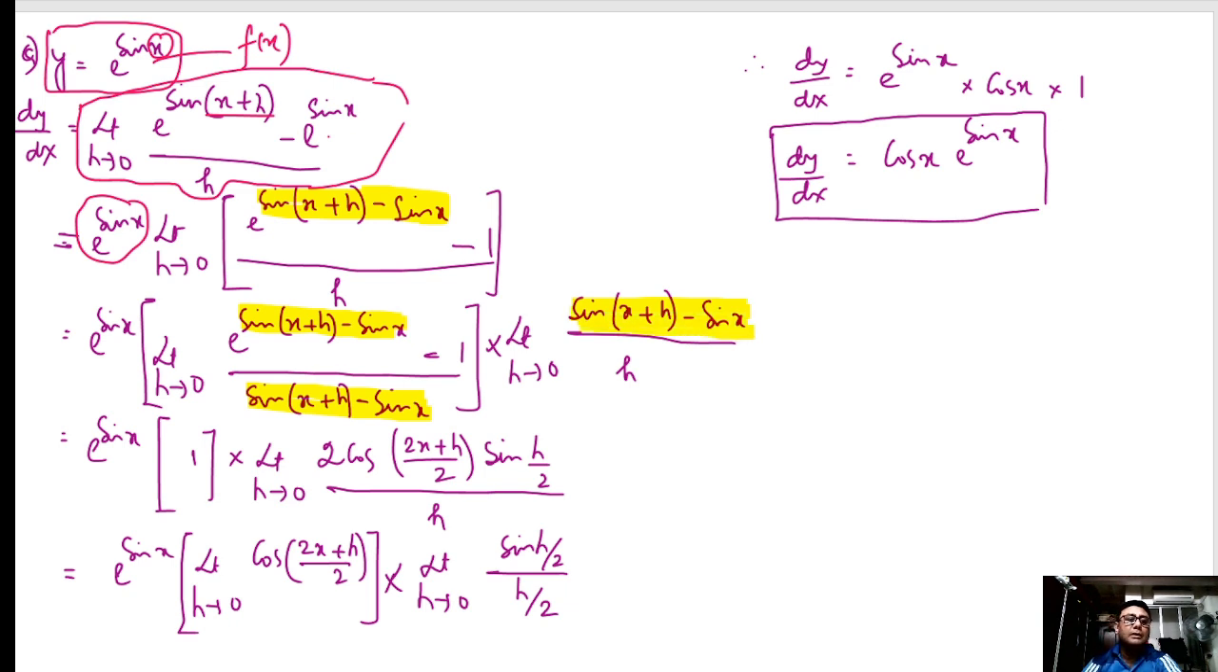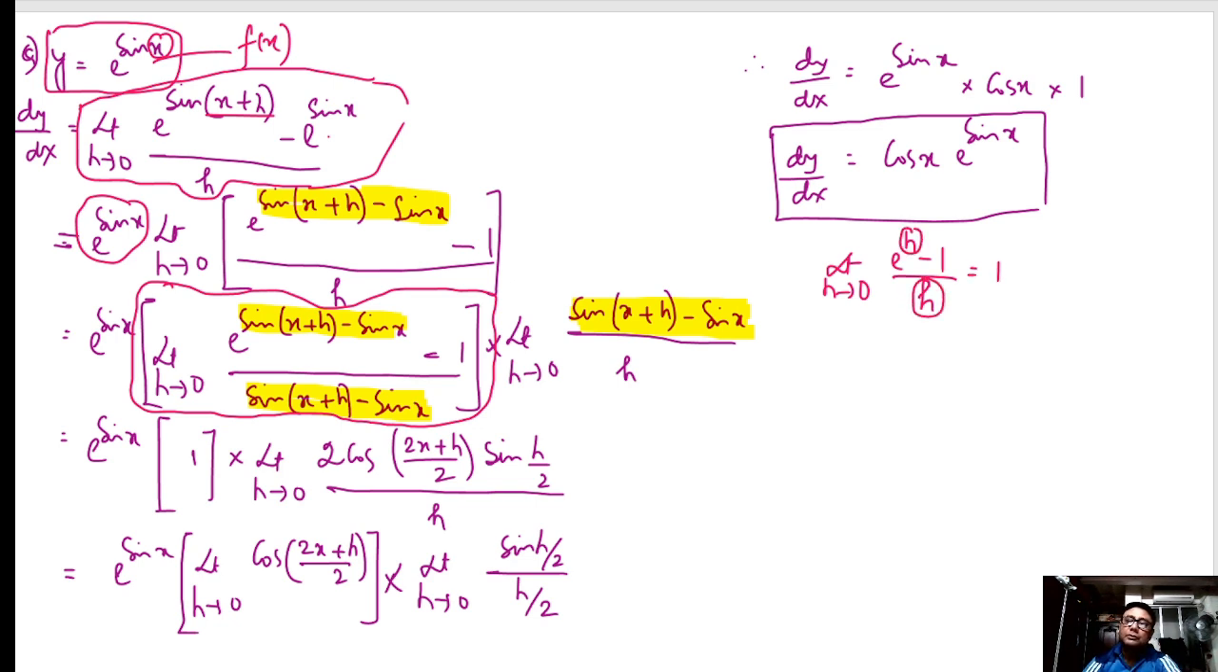And now applying the limits. This part belongs to our formula. What formula? Limit h tends to 0, e to the power h minus 1 by h, which gives me 1. So see, this power and this have to be the same, so that's why we made this power and this the same. So this whole thing becomes 1.